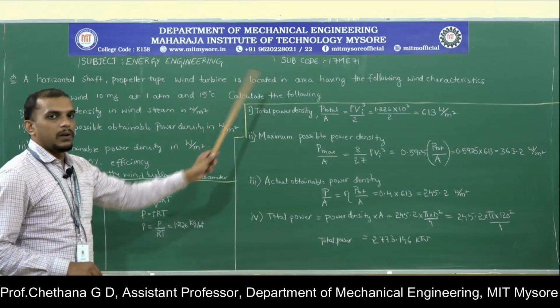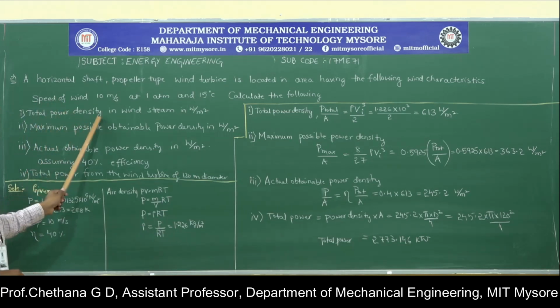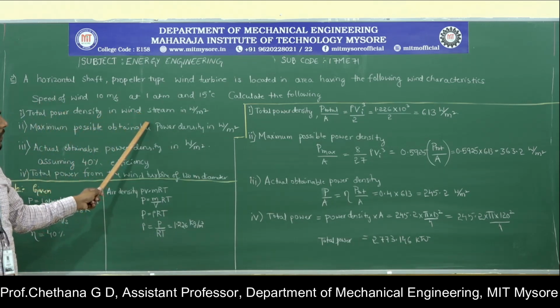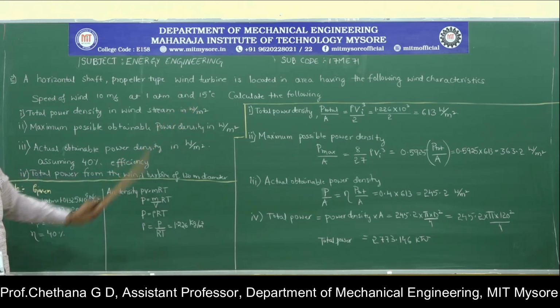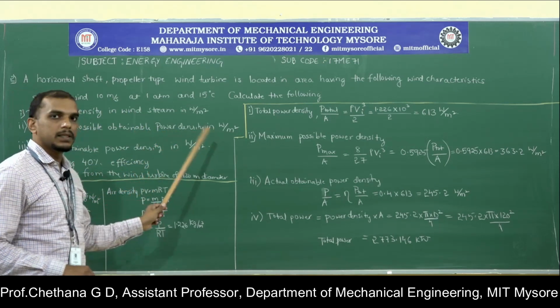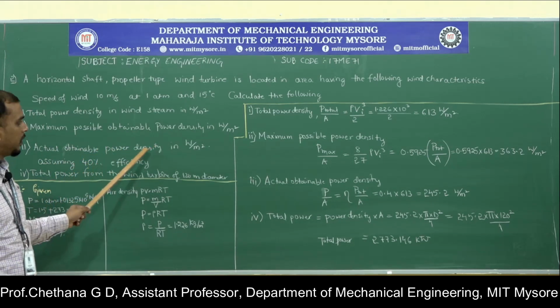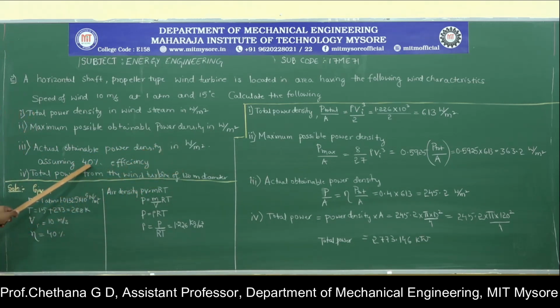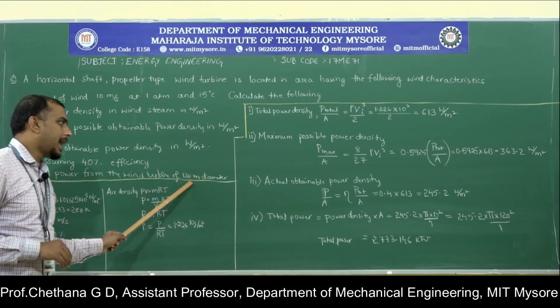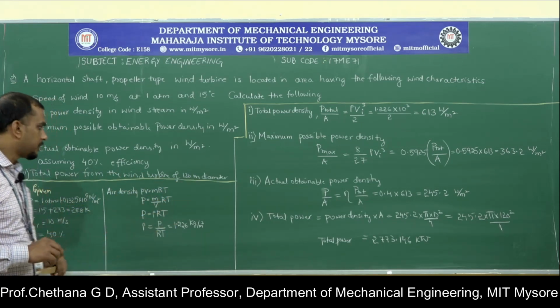So now calculate the following: total power density in the wind stream, asked in watt per meter square. Maximum possible obtainable power density, we already have the formula for that also. Then actual obtainable power density, if the efficiency is 40%, we can easily calculate this by multiplying whatever value you have got by 40%. Then total power from the wind turbine, and he is giving you the diameter.